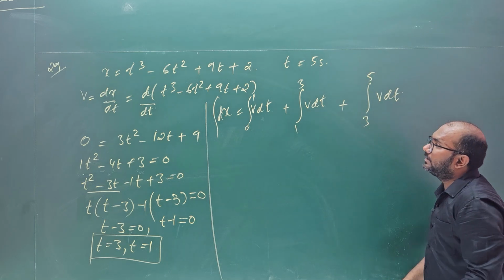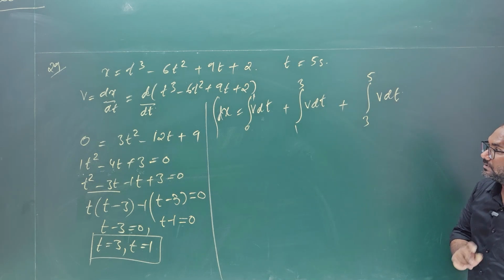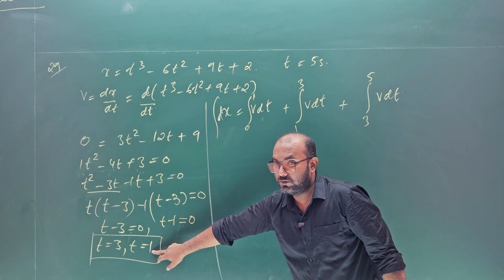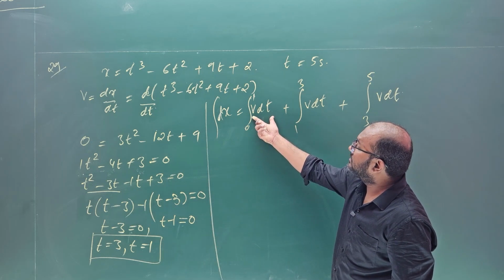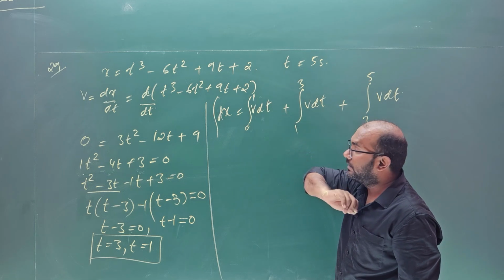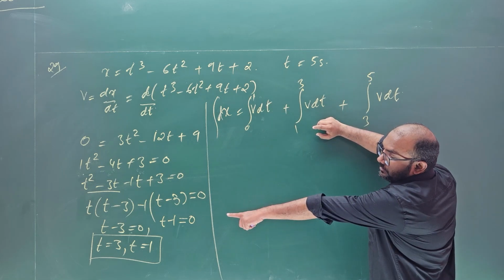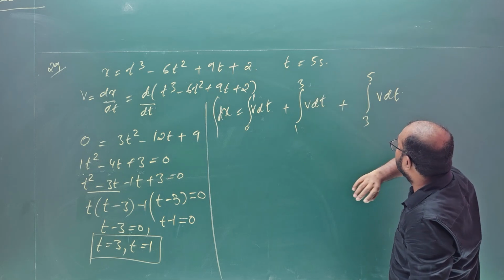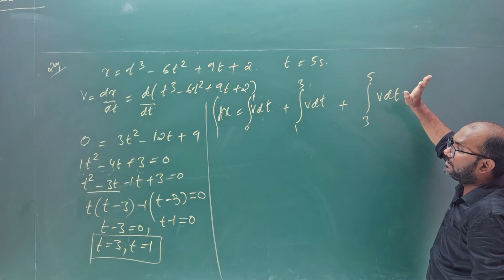Now, why am I writing like this? First thing, when is the first time velocity is getting 0? At 1 second. That's the reason I separated this value first. That means 0 to 1, how much traveled. Then next, the body is stopped at 3 seconds. So from 1 second to 3 seconds, what is happening? Then the third is 3 to 5. This is the final time.